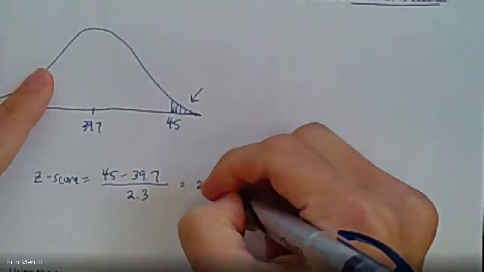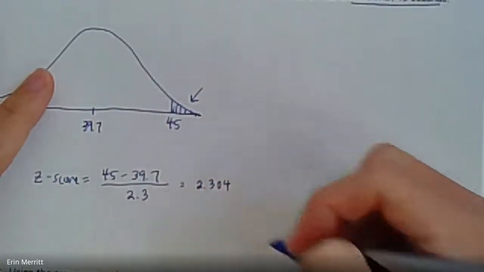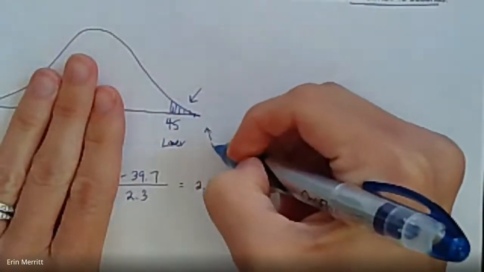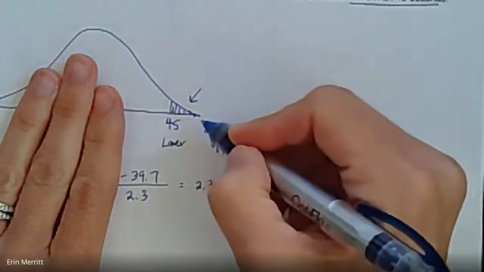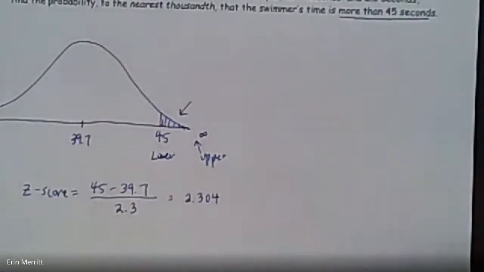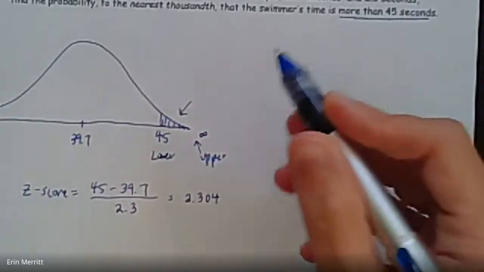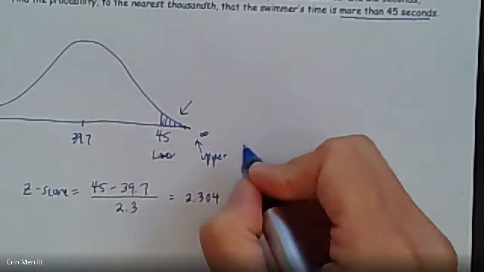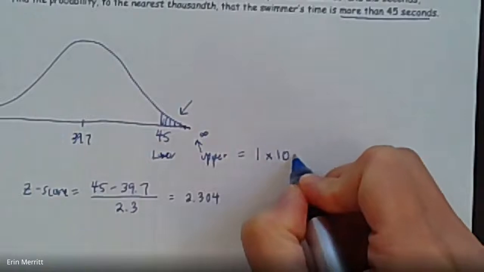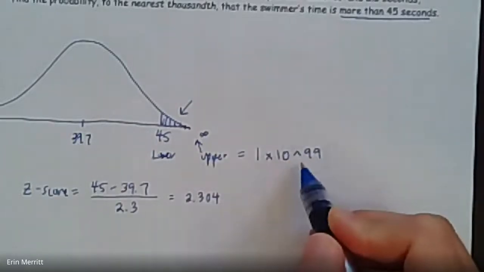All right. That comes out to be 2.304-ish, right? When you look at this area, this is the lower. Up here would be the upper when you're reading it from left to right. So, what is the upper? Well, I know that the normal curve really goes from about -3 to +3, but we treat it like it's infinity. So when we type this in, we're going to treat infinity as a really, really big number. So for the upper value, to approximate infinity, we're going to type it in as 1 times 10 to the 99th power. And we get to use that little caret key to do it.